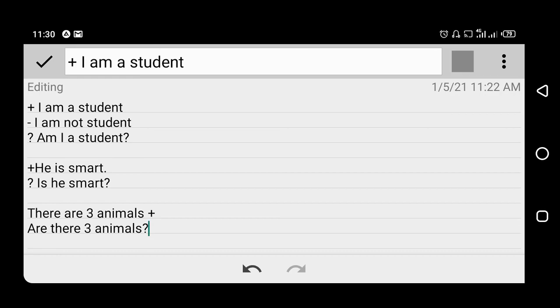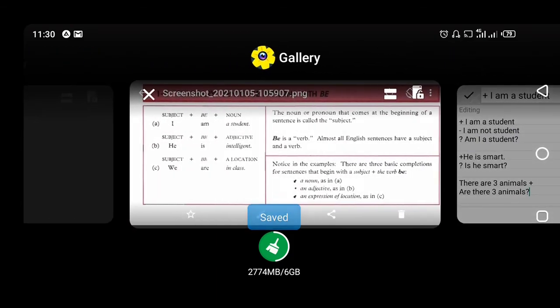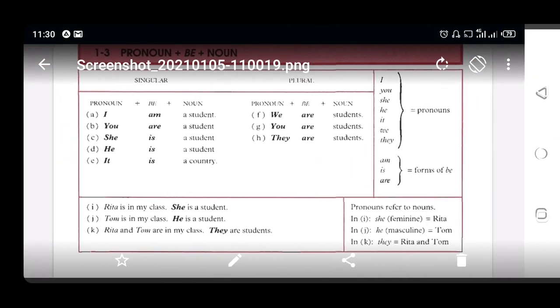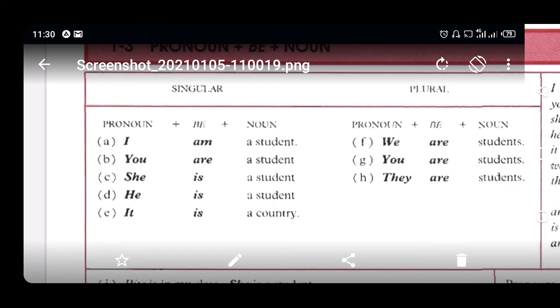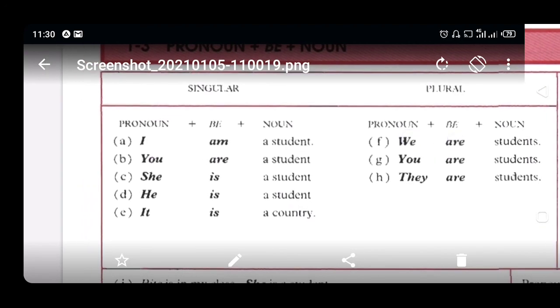Okay. I think that's all for today. We already learned about how to make a question from the positive sentences in here. So there is a rule in here. For example, you will not find "we is a student," no, kalian harus pakai are karena lebih dari satu. And then she is, this is one. You are, you walaupun satu atau dua tetap pakai are.